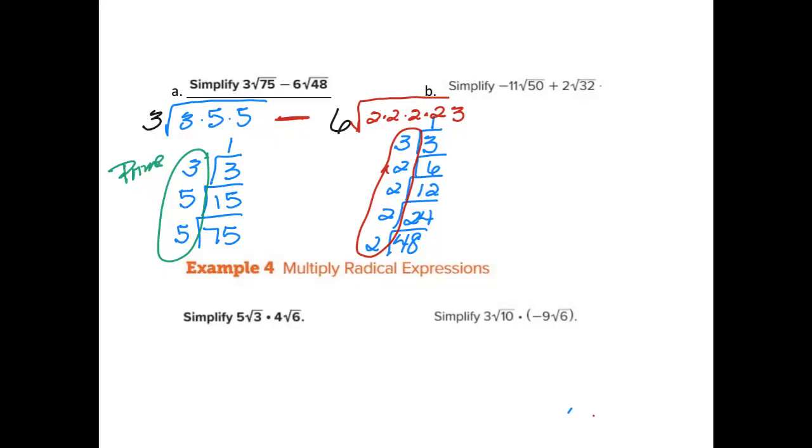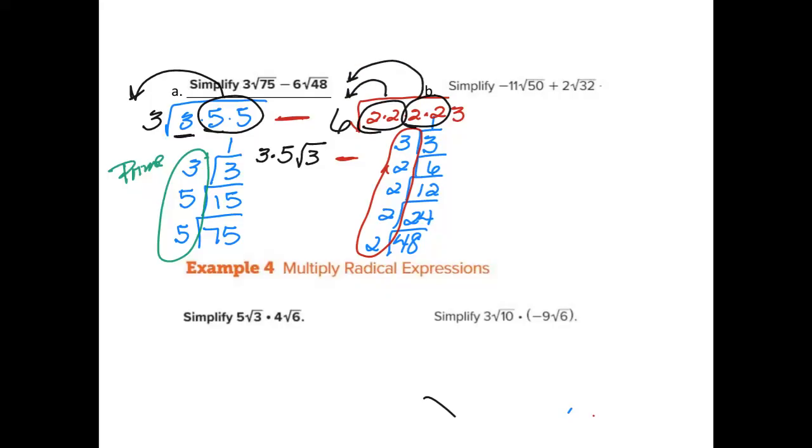All right, now I need to circle my pairs. I got a pair of 5's. So the 5 is going to come out and be multiplied. So that's going to give me 3 times 5. And what do I have left? Just that 1 3. Okay? Minus, I'm going to do this over here. I've got a pair of 2's and a pair of 2's. I have 2 pair. So that 2 comes out. This 2 comes out. So I write the original 6 down.